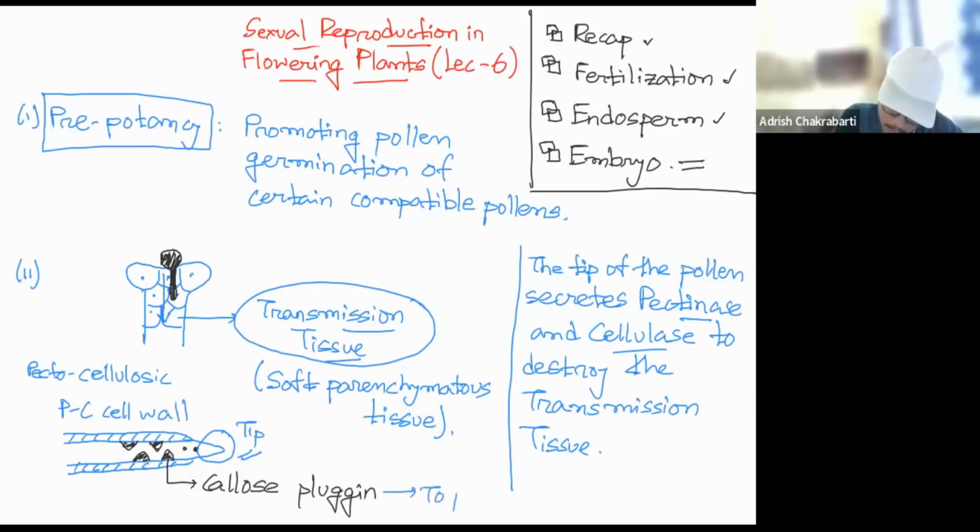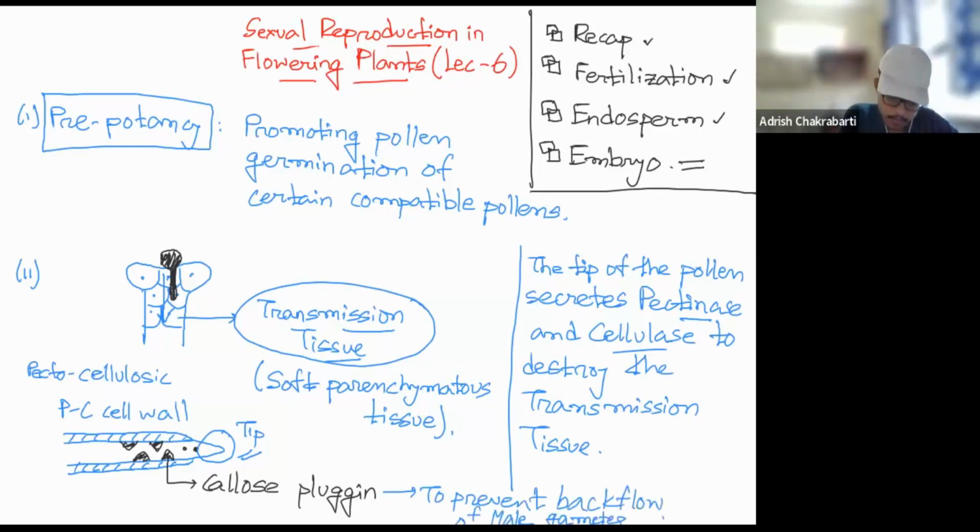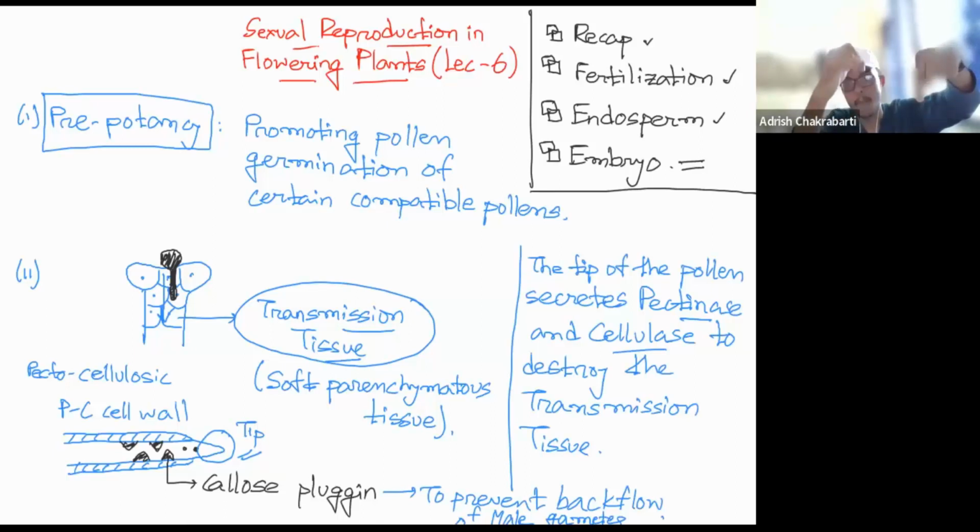To prevent backflow of male gametes. I think this is fairly understood, right? To prevent the backflow of male gametes, we have the callose plugging. So the pollen tube is growing like this. The male gametes should not go up, like backflow. So to prevent it, we have the callose plugging.